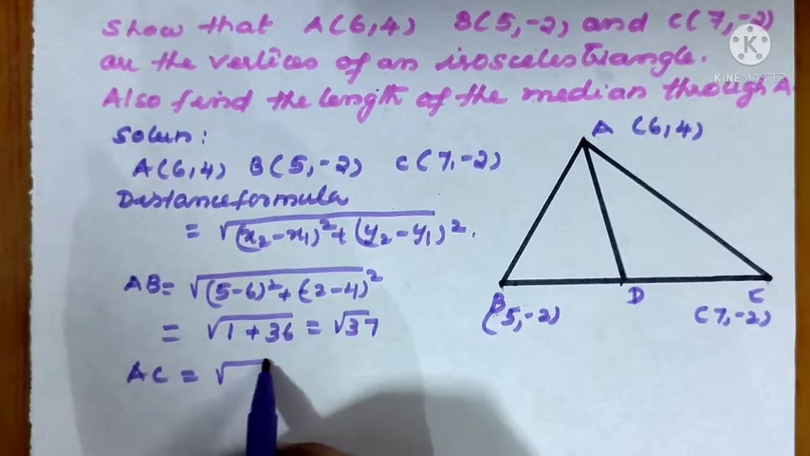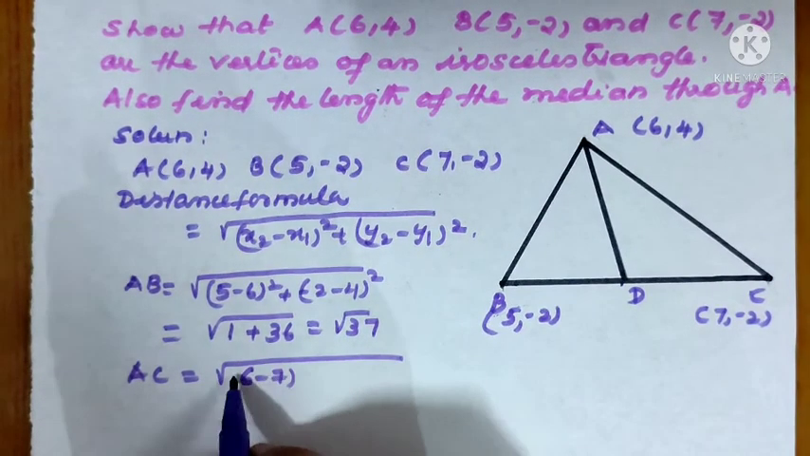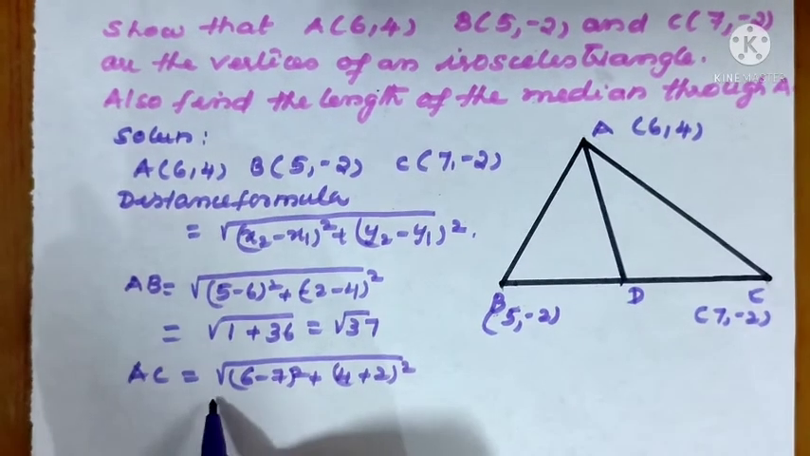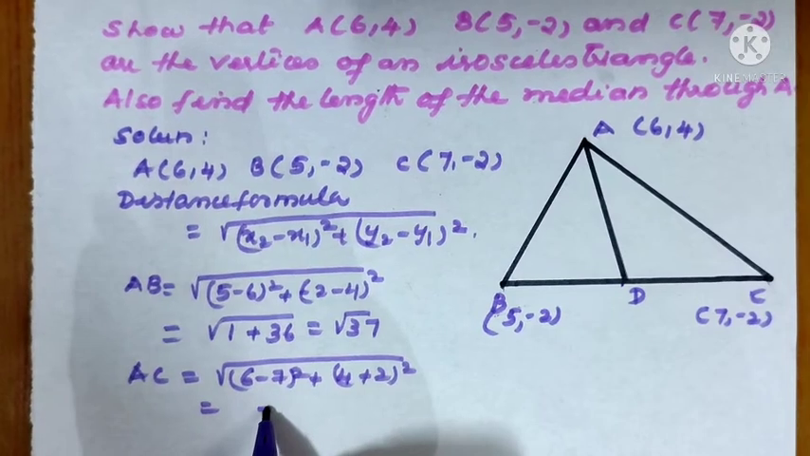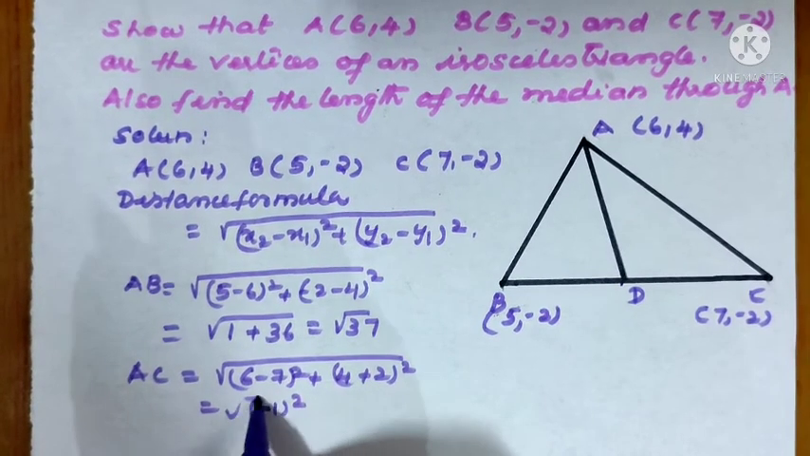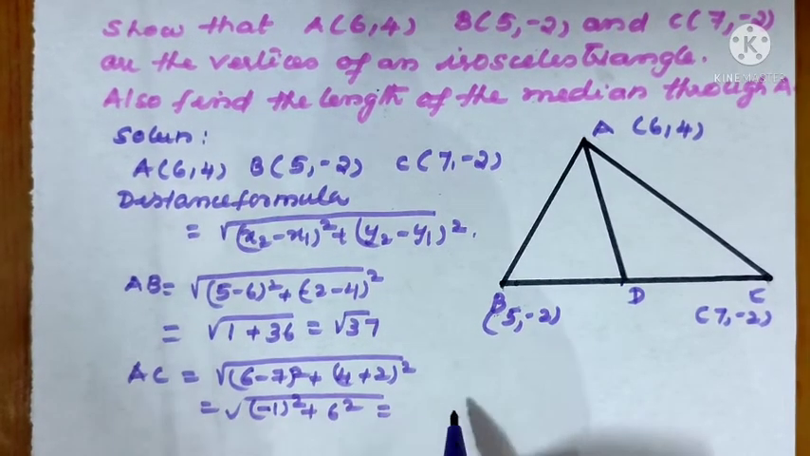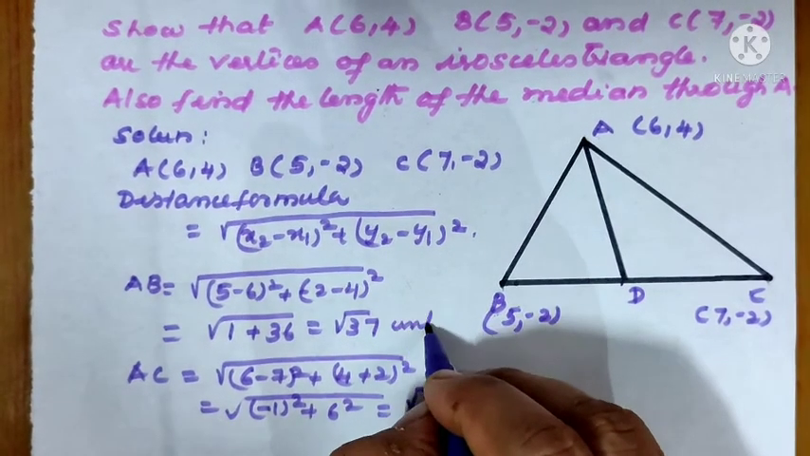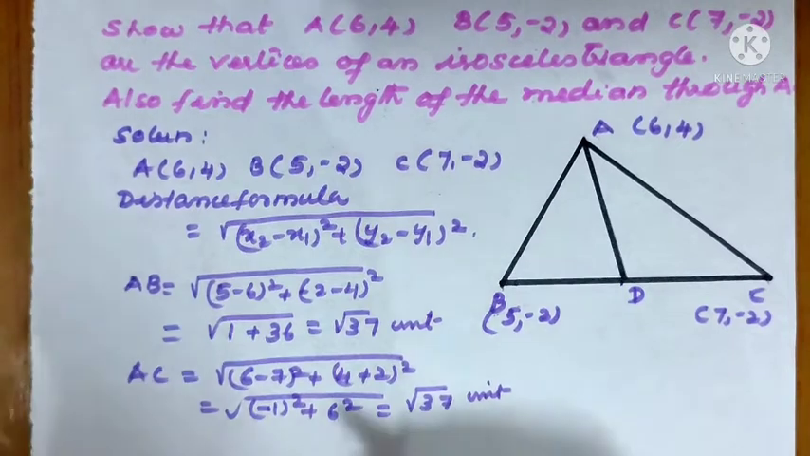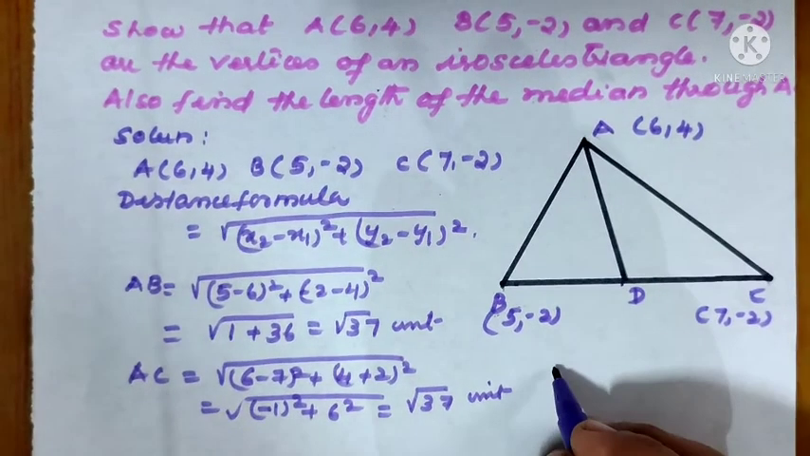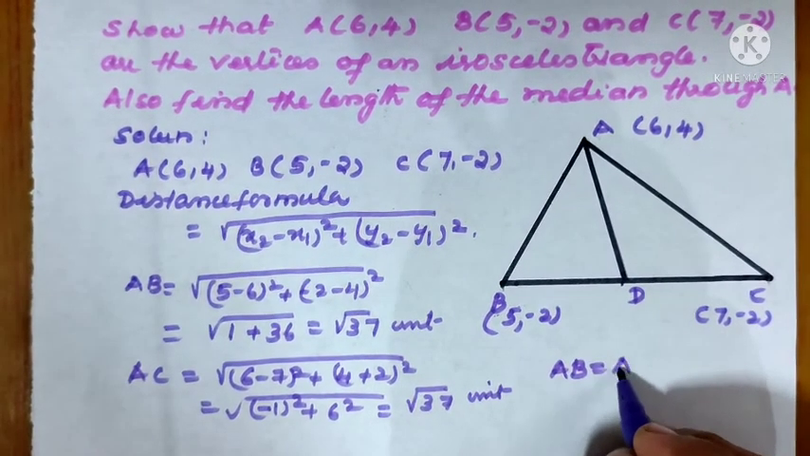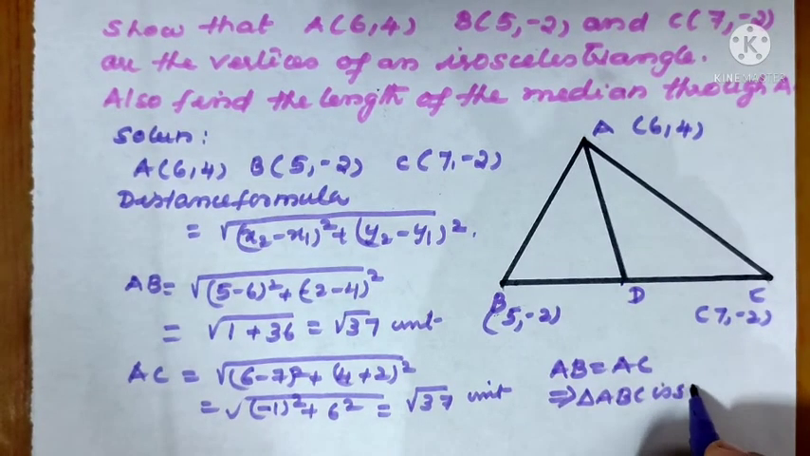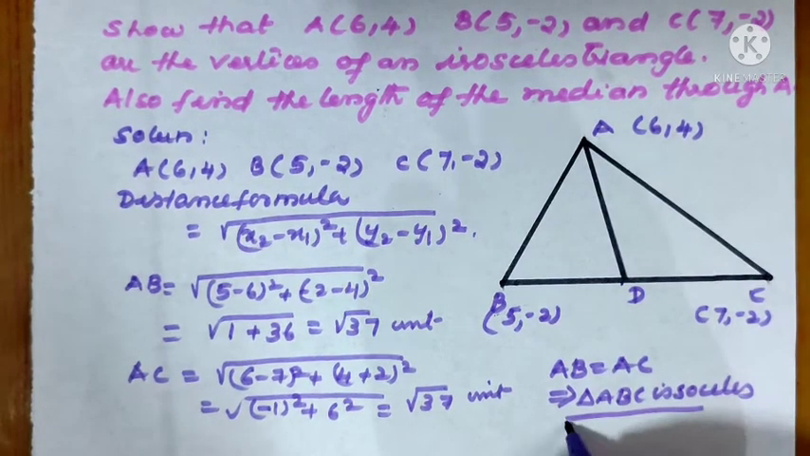Similarly AC equals the root of (6 minus 7) whole square plus (4 plus 2) whole square. 6 minus 7 is again -1, and (-1) whole square is plus 1, again 6 square. Therefore it is also equal to root 37 units. Okay, AB equals AC, which implies triangle ABC is isosceles. So the first part is proved.